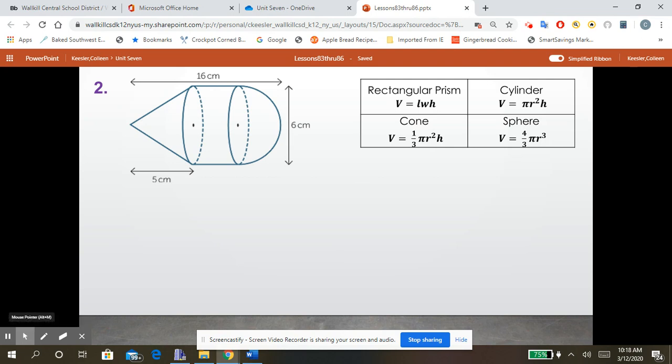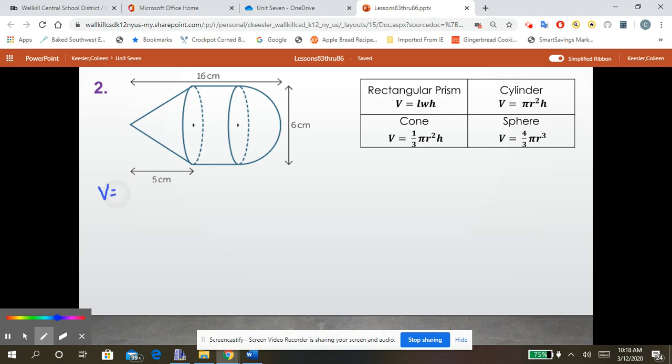Number 2. Ooh, this has got some more shapes here that we have to deal with. So here, like in the last, we have a cone and a cylinder, but we also have a hemisphere. Remember, when you have a hemisphere, that's half the volume of a sphere. So let's go ahead and find the volume of each piece first. We'll start with the cone.